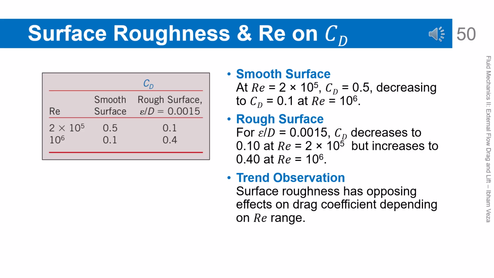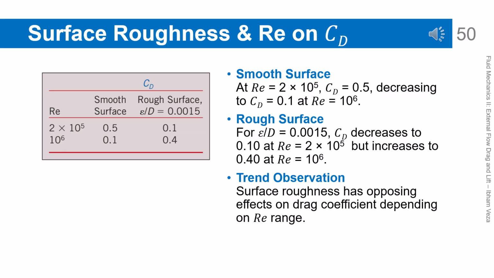At a Reynolds number around 2 × 10⁵, surface roughness can significantly reduce CD compared to a smooth surface. However, at very high Reynolds numbers, roughness can actually increase CD again. This shows that the effect of roughness is not always beneficial under all flow conditions.